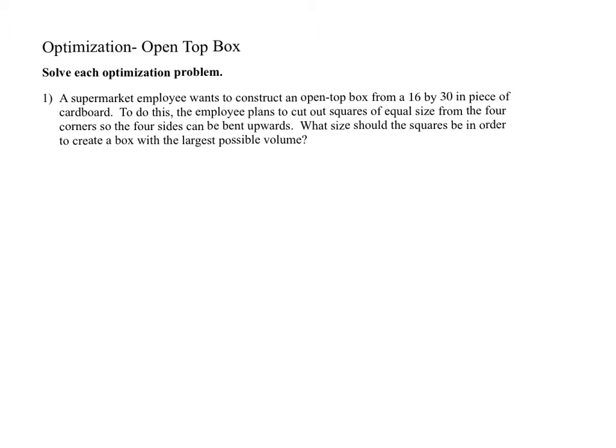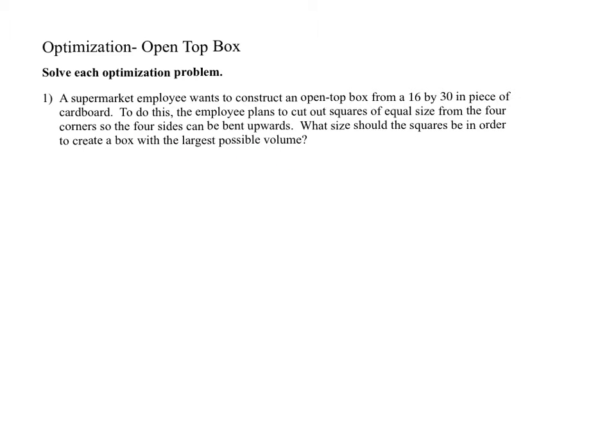Hi everyone, in today's lesson we're going to talk more about optimization, but now more specifically an example with an open top box. A supermarket employee wants to construct an open top box from a 16 by 30 inch piece of cardboard. To do this, the employee plans to cut out squares of equal sides from the four corners so the four sides can be bent upwards. What size should the squares be in order to create a box with the largest possible volume?